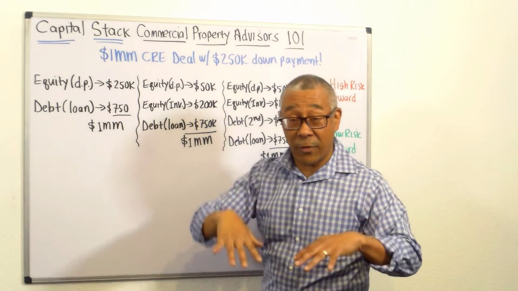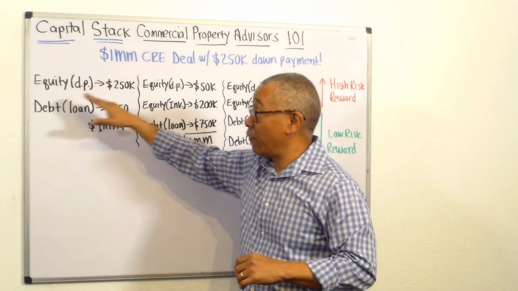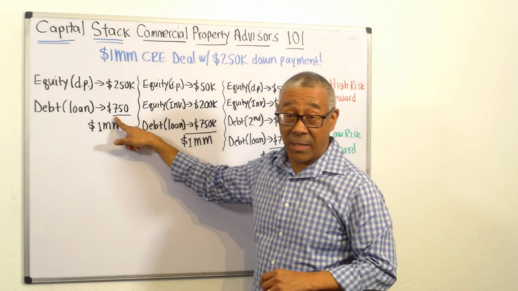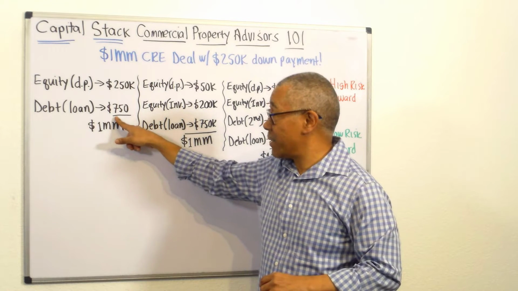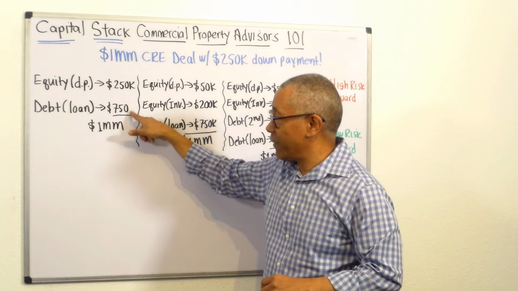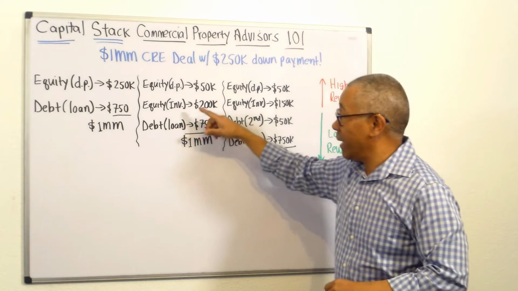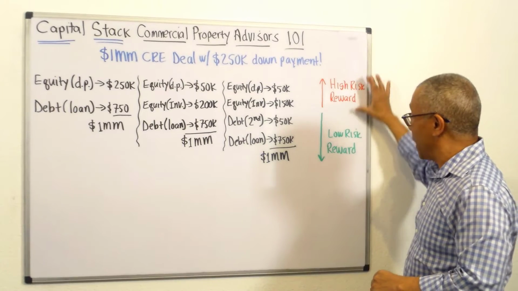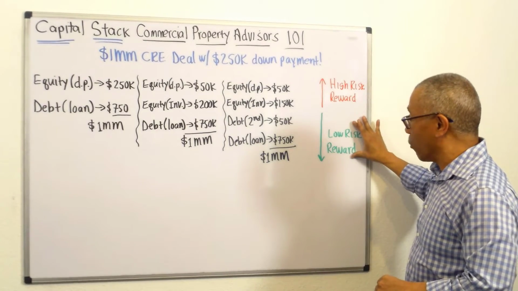And vice versa, if you were to fail on this project, you lose the $250,000, but the bank still gets their $750,000. So that's how that works. This should be $750K, by the way. And the same thing here. So high risk, high reward, low risk, low reward.